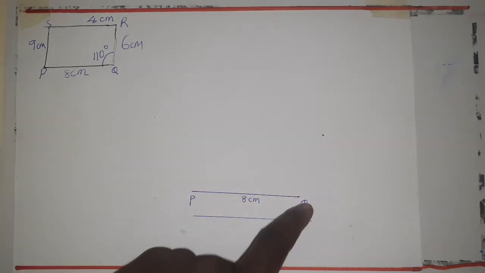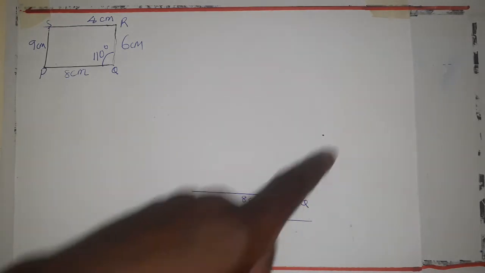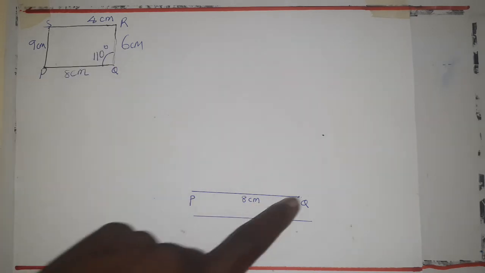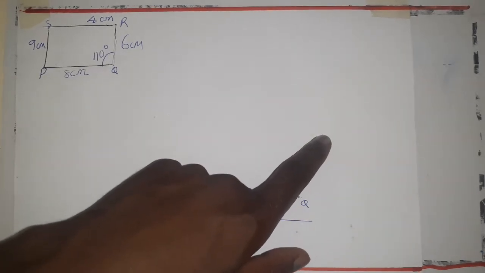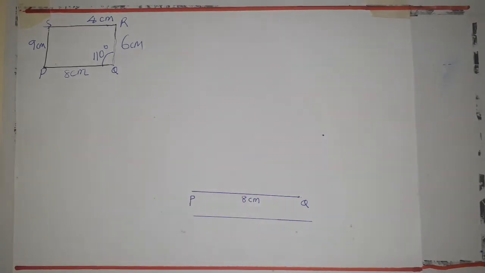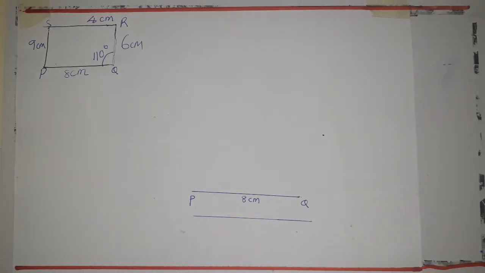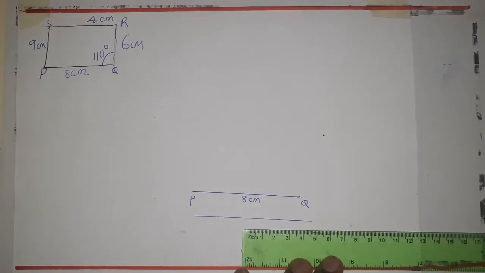And from P to Q, from P to R, from Q to R, I need 6 what? Centimeters. From Q to R, I need 6 centimeters. Okay? So now I need to measure to get 6 centimeters here. How do we do that? We go back to our ruler. Our ruler is here.